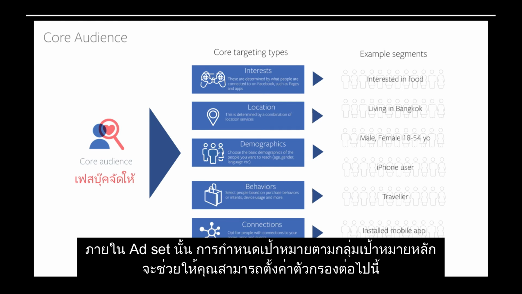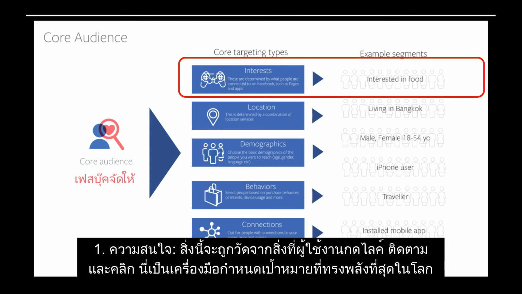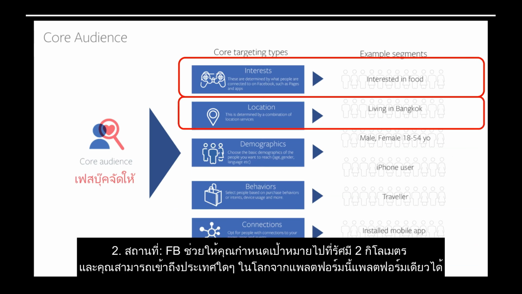Inside of the ad set, the core audience targeting allows you to set the following filters. First, it's interest. This is determined by the things that users like, follow, or click. It's the most powerful targeting tool on earth, to be honest. The next is location. Facebook lets you target down to 2 kilometers in radius.